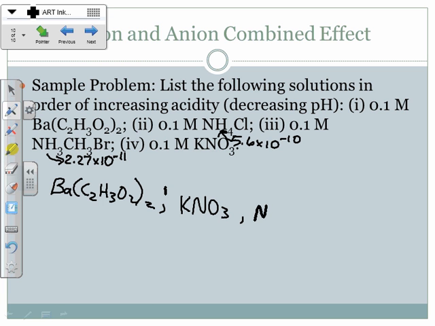So that means the NH3CH3Br is going to be next on the list, and then the NH4Cl will be last, the most acidic. Okay? So that's how you would do that. You'd have to have Ka values for this to work.